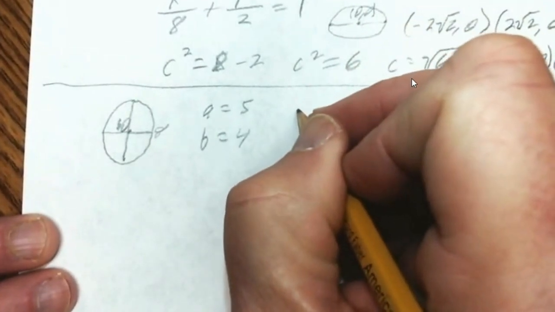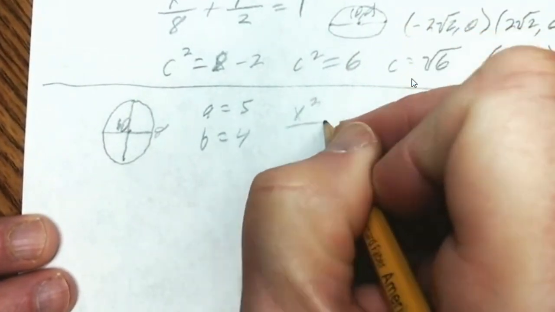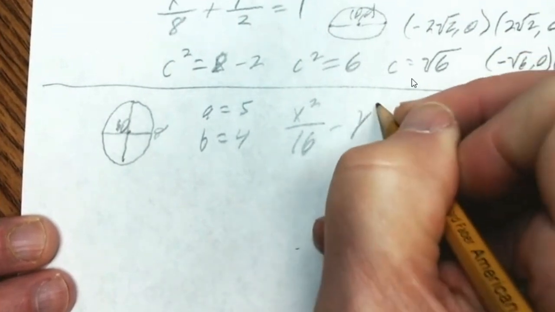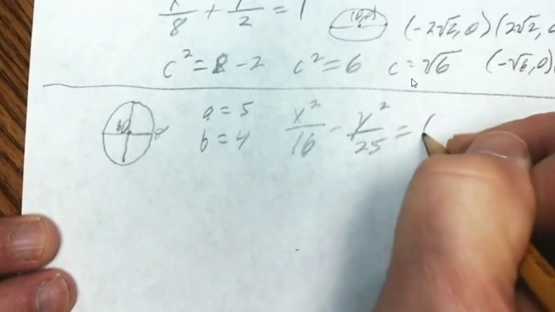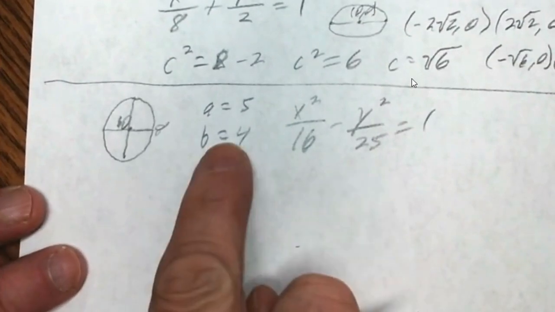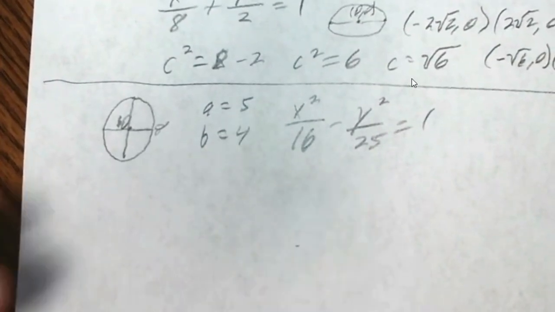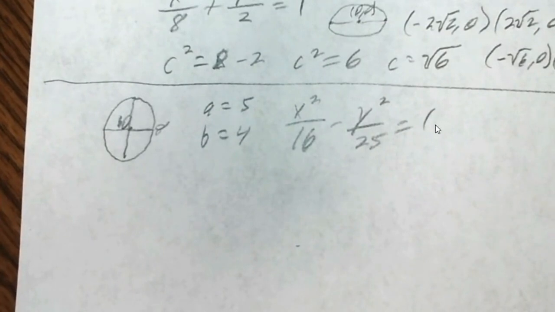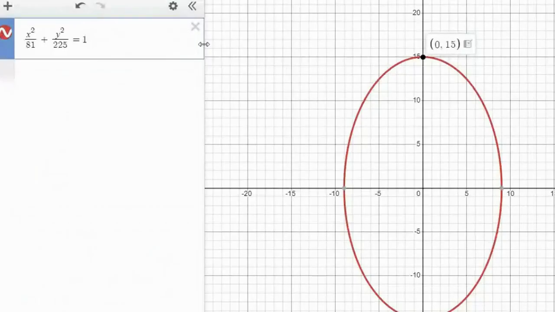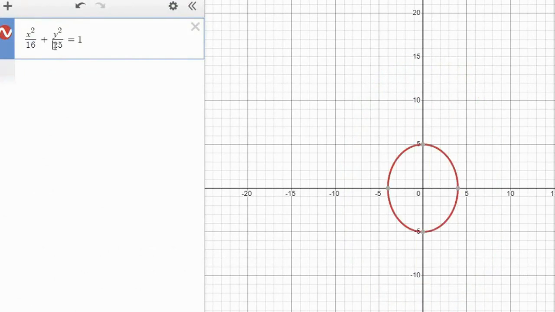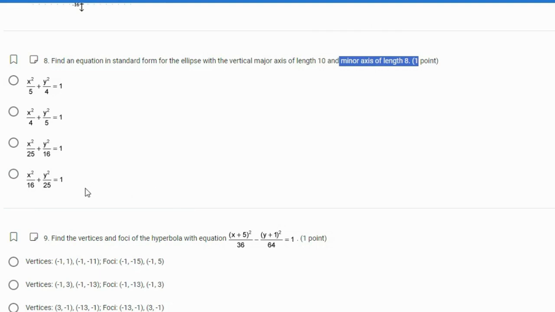So this is X squared over 16 plus Y squared over 25 equals 1, because it's B squared and A squared. X squared over 16. Let's test ourselves just to make sure that's right. X squared over 16, Y squared over 25. Look, it goes 5, 5, 4, 4. So that's a length of 10, a length of 8. That should be perfect. There it is, X squared over 16, Y squared over 25.